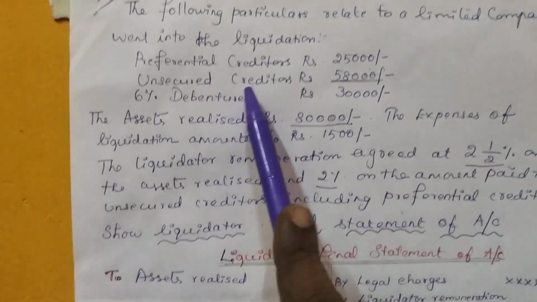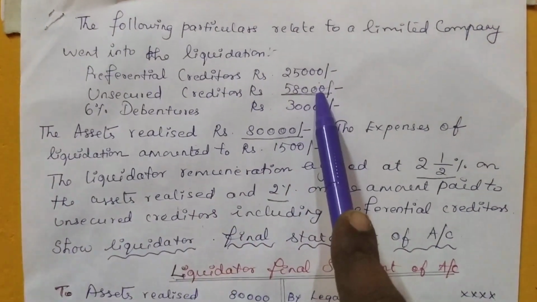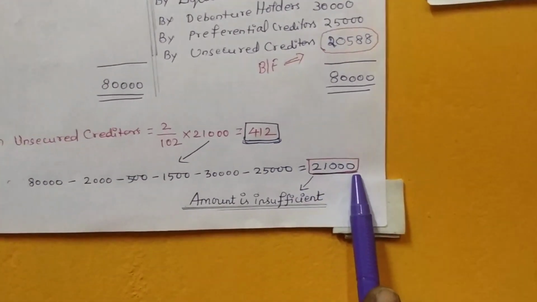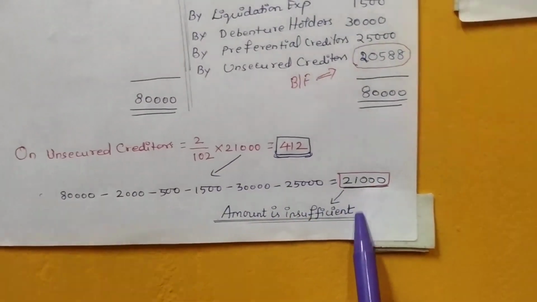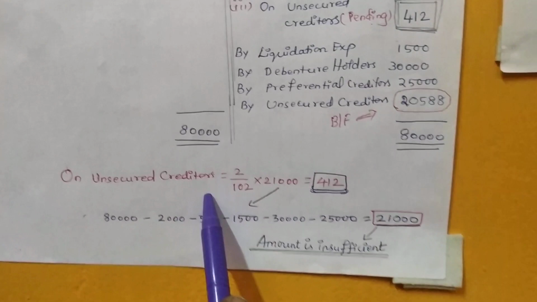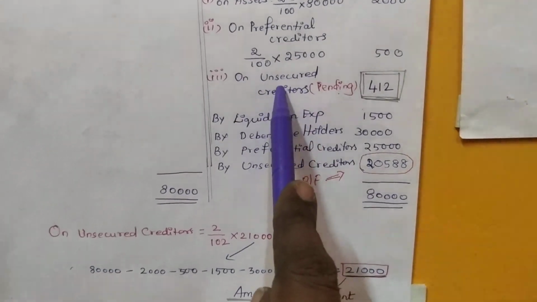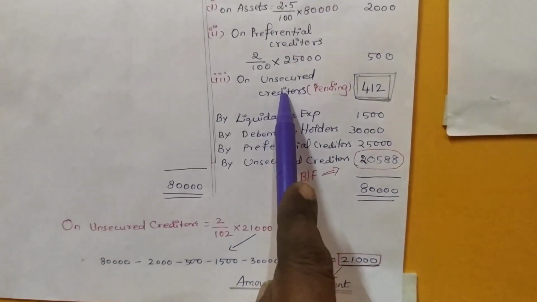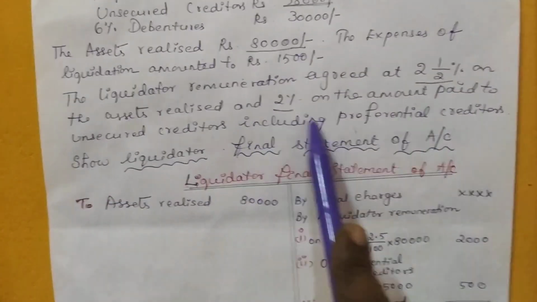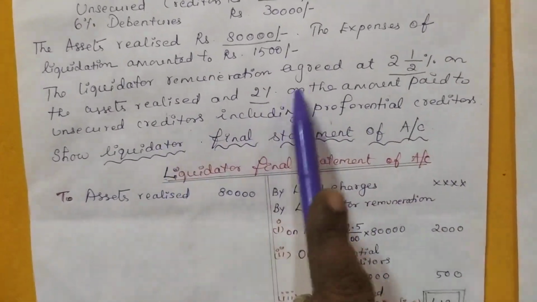Once again, I repeat, unsecured creditor how much? 58,000. Whereas you have in your hand how much? 21,000 only. Therefore, we come to the conclusion that the amount is insufficient. So automatically, on unsecured creditor, the percentage of remuneration will be 2%. As usual, the amount paid to unsecured creditor is how much?